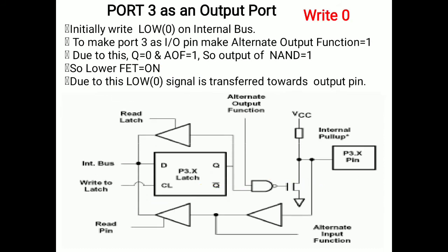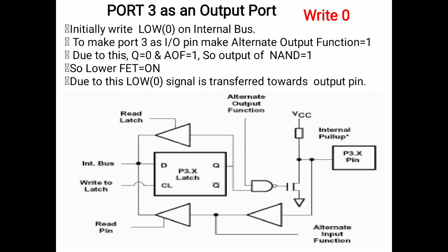Next, if we use port 3 as an output port, then for accessing a particular port as output, you may analyze the first condition, write 0, and the second condition, write 1. Whatever signal we want to write on an output port pin should come from the CPU side and be available here. So we consider the first case, write a 0.